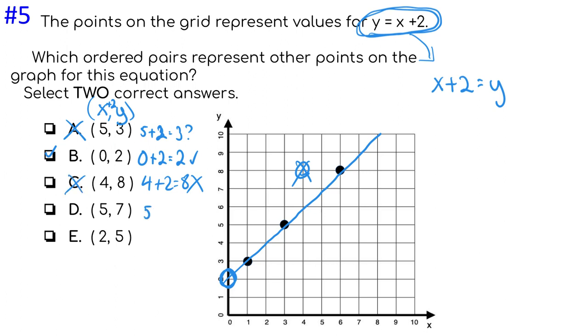D, 5, 7. So is 5 plus 2 equal to 7? Yes, and it would be right here on my line. And E, is 2 plus 2 equal to 5? No, and 2, 5 is up here away from my line. So E is out. Correct answers B and D.